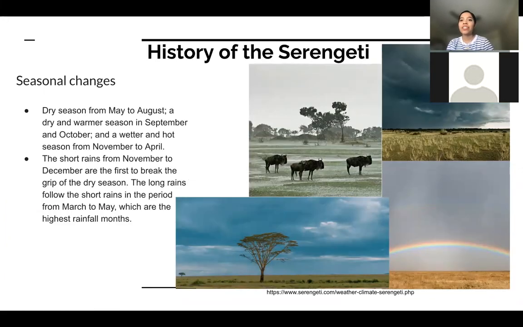Moving on with seasonal changes, the dry season begins from May to August, a dry and warmer season in September and October, while a wetter and hot season runs from November to April. Temperature hardly exceeds 37 degrees Celsius on a hot afternoon in the rainy season in the Seronera area, and hardly ever goes below 13 degrees Celsius on a cold early morning in the dry season, with average daily temperature changing with elevation from 15 degrees Celsius near the Crater Highlands to about 30 degrees Celsius near Lake Victoria.